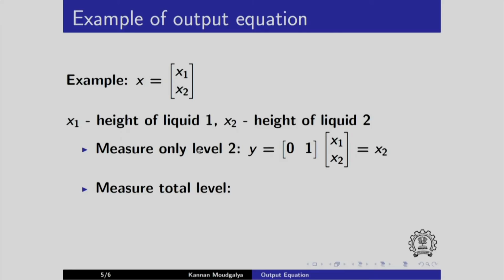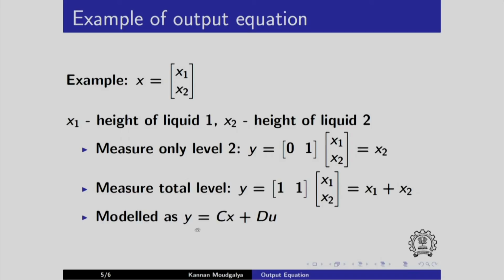Here I am measuring only height 2. Here we are measuring only the height of liquid 2. Here we are measuring the height of the total liquid. So you get [1 1] times [x1 x2]. If you multiply this, you get x1 plus x2.